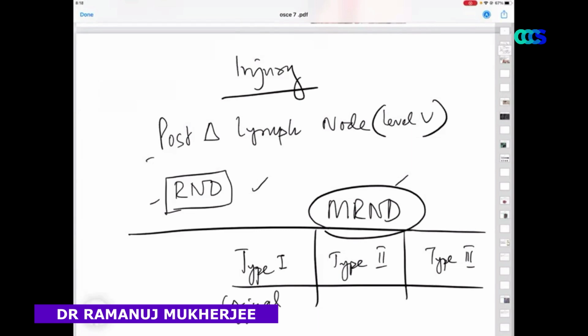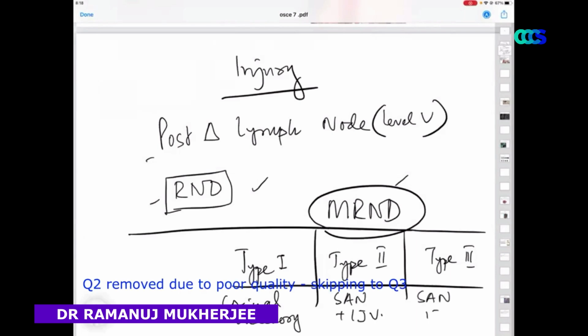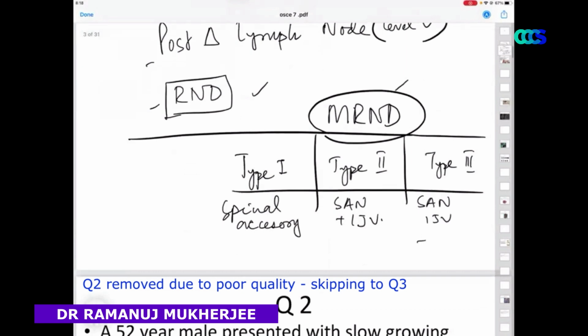What is a type 2 MRND? Both the spinal accessory and the internal jugular vein are preserved. In a type 3, the spinal accessory, internal jugular vein and the sternocleidomastoid are preserved.